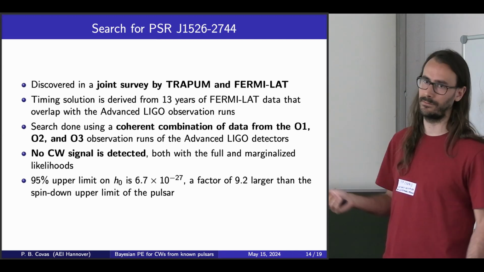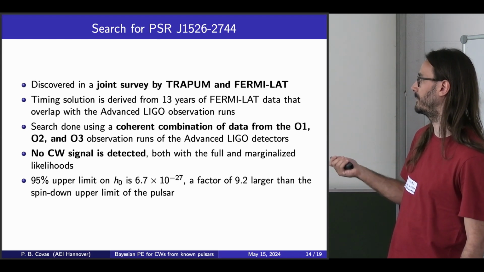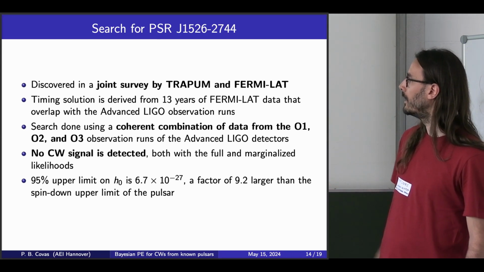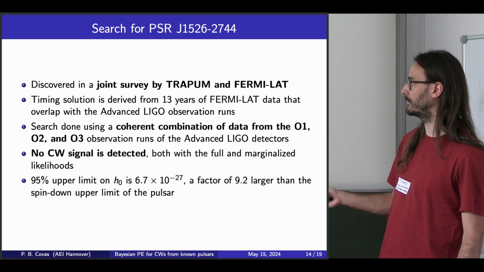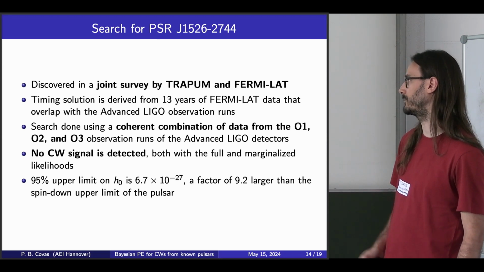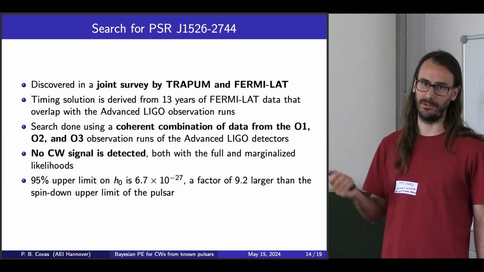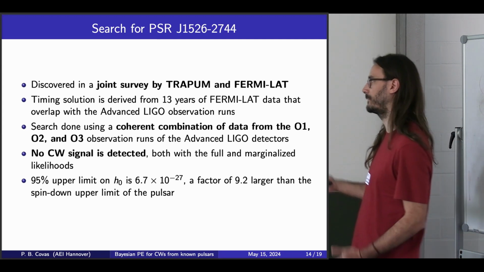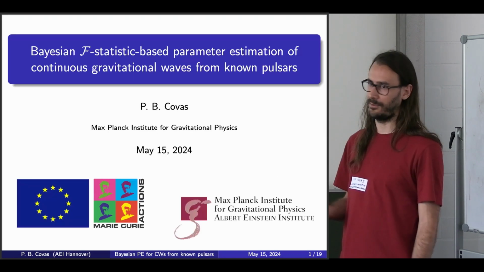And so no CW signal was detected with both the full and the marginal likelihood. We obtained a 95% upper limit on the gravitational wave amplitude of 6.7 times 10 to the minus 27, which is a factor of 10 larger than the spin-down upper limit of the pulsar. So even in the first place, we would have been really surprised if we had detected a signal.